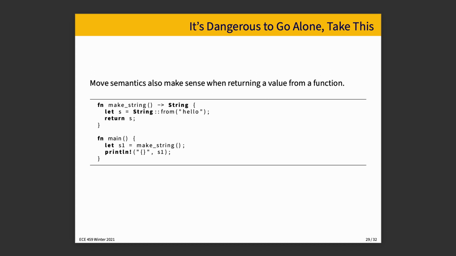Now, move semantics makes sense also when returning a value from a function. In the example here, the make string function allocates a string and returns it. And so ownership transfers from the function that created the string to the caller. That makes sense. It would cease to exist when the make string function goes out of scope, when it's no longer needed, when it doesn't exist anymore after it's been called. So transferring that return value is sensible. Ownership is transferred by the return statement, and it's set to the return value of this function. And so it is assigned to S1, and everything is fine.